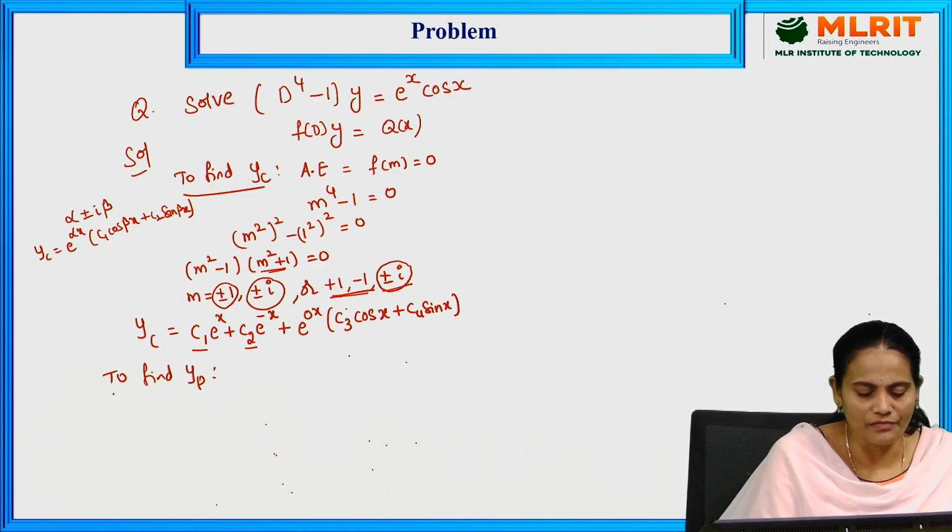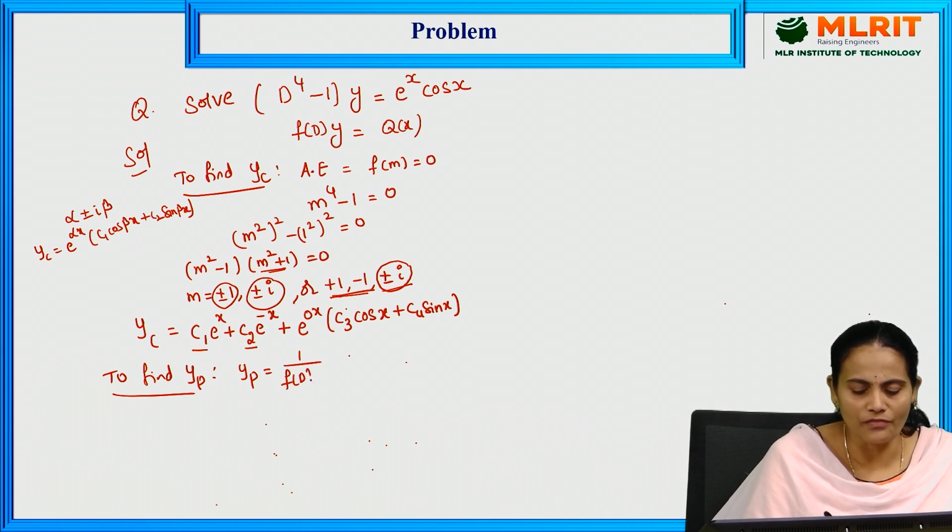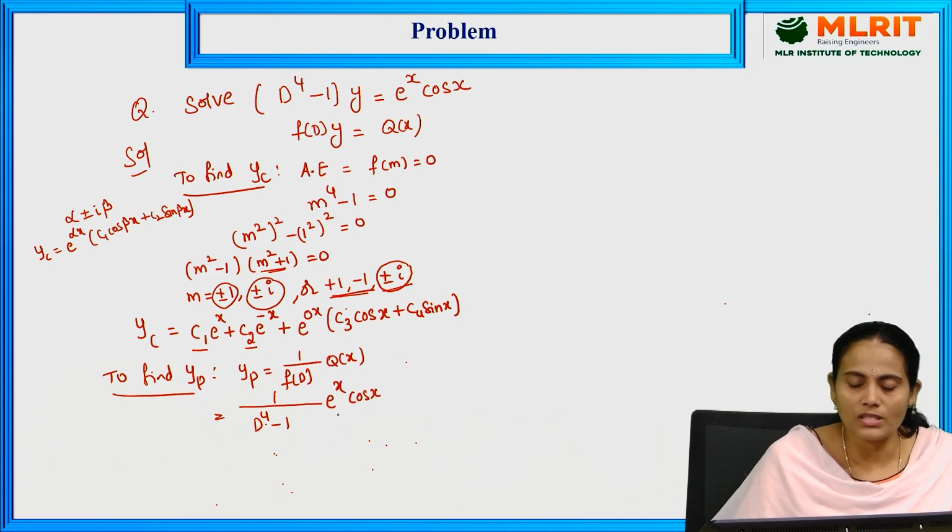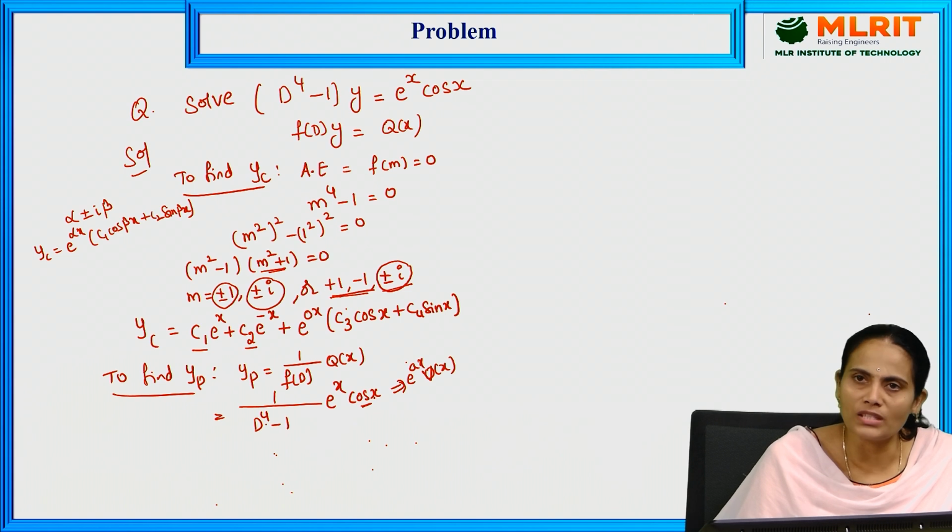So to find yp, it is equal to 1 by f of D into Q of x. Here Q of x is e power x cos x. 1 by f of D is nothing but 1 by D power 4 minus 1, e power x into cos x. Now this is of the form e power ax into v of x, where v of x is cos x. Since it is cos x, definitely we have to use method 2.